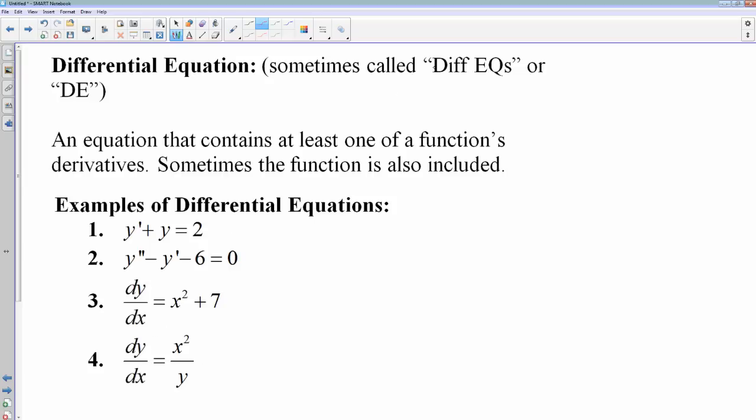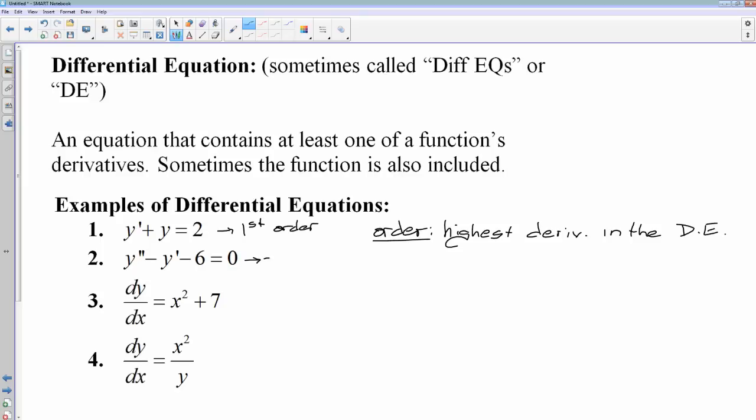And something else I meant to put in here, I'll just write it in here. There is something called an order of a differential equation. And the order is the highest derivative in the equation. The highest derivative in the differential equation, DE. So, like this first one, y prime plus y, that's a first order. Y double prime minus y prime minus 6, that is a second order differential equation.